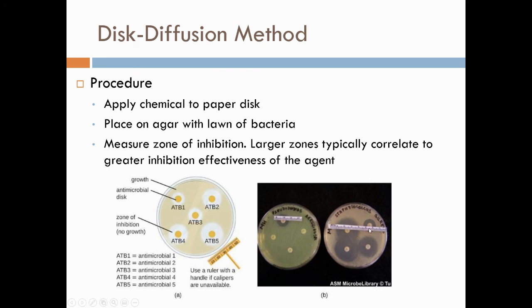One is a gram-positive, Staphylococcus. One is a gram-negative, Pseudomonas. And then I will place these discs on that lawn of growth, and I will incubate this. And then I will compare the zones of inhibition. So a zone of inhibition, how far out did this prevent growth?